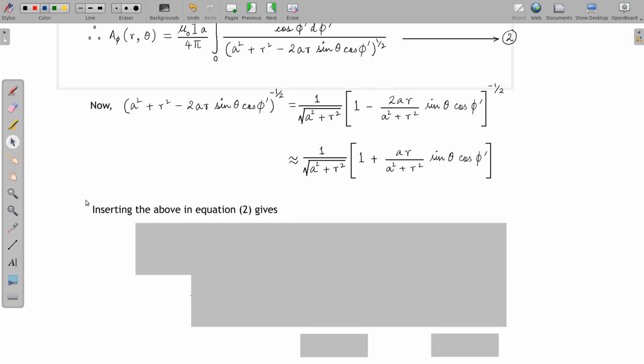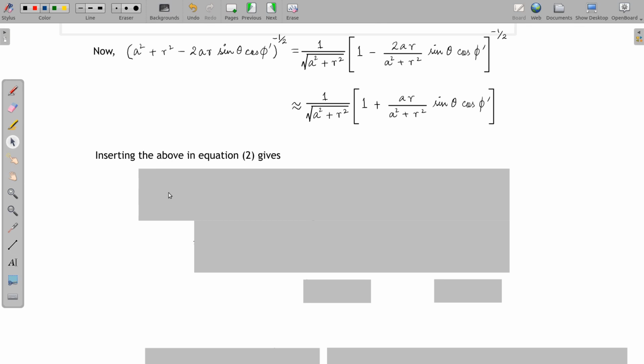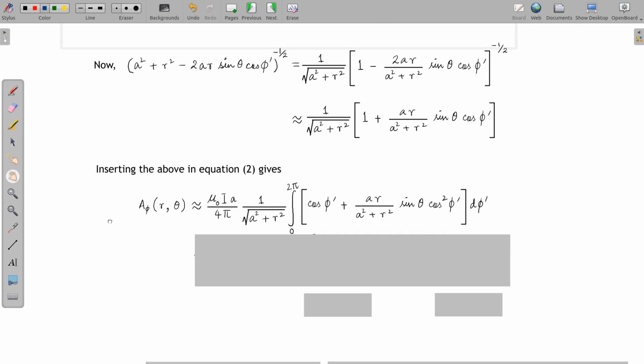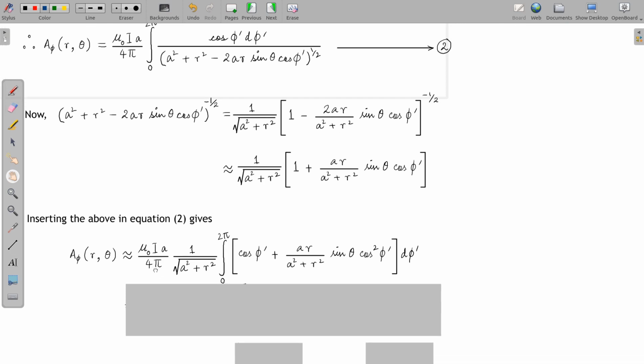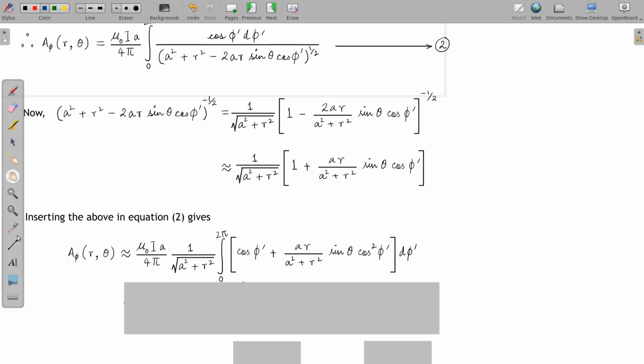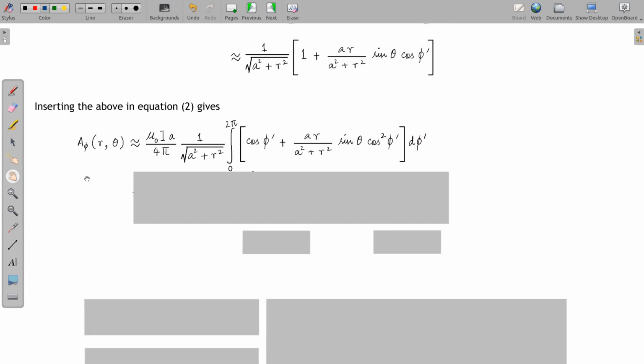We put this back in equation number 2. So this gives us that a phi is approximately equal to mu naught I a by 4 pi, and 1 by root over a square plus r square comes outside. What is left behind in the integral is: there is already a cos phi prime, which gets multiplied with 1 here, so we get cos phi prime plus a r by a square plus r square sine theta cos phi prime, multiplied with the cos phi prime that is already there, which gives a cos square phi prime, into d phi prime. When we insert this, this is what we get.